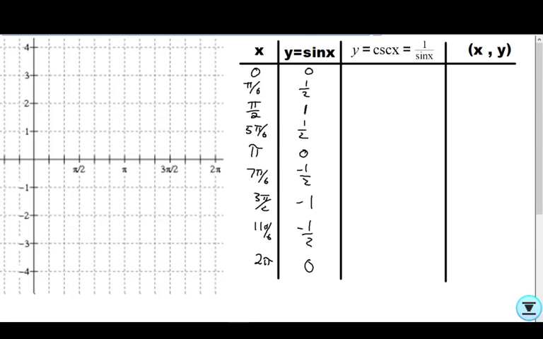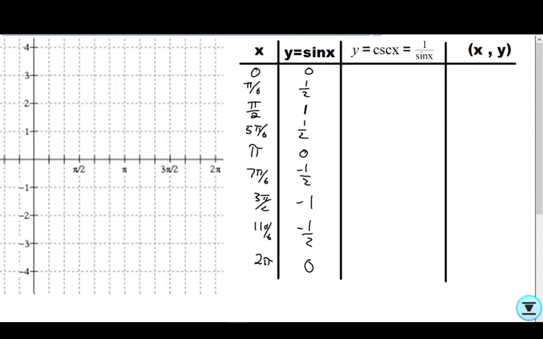Alright, so now we're going to do parent function for cosecant. Cosecant is the reciprocal of sine. Three terms that my students always get confused are opposite, reciprocal, and inverse. Cosecant is the reciprocal of sine, which means that in a reciprocal you take the numerator and the denominator and you switch them. Or, like students love to say, you flip them.